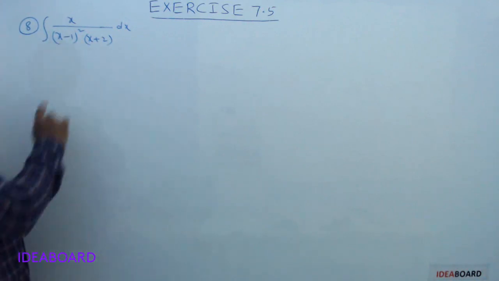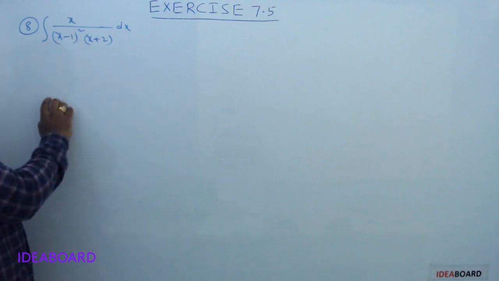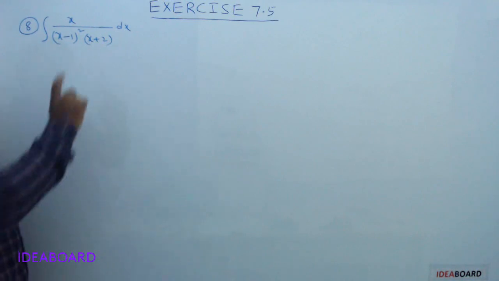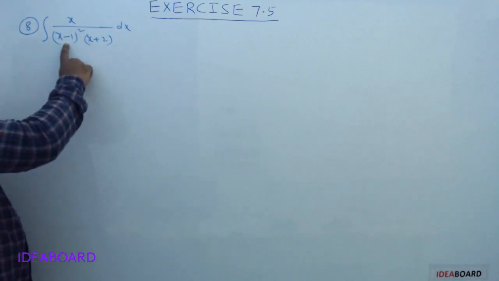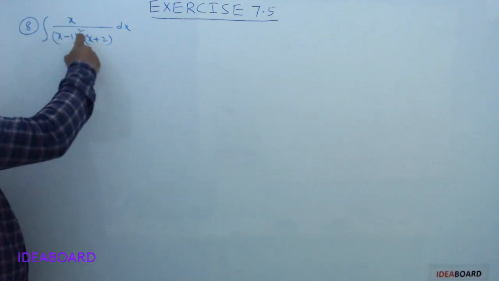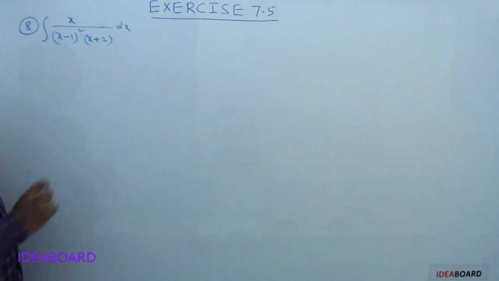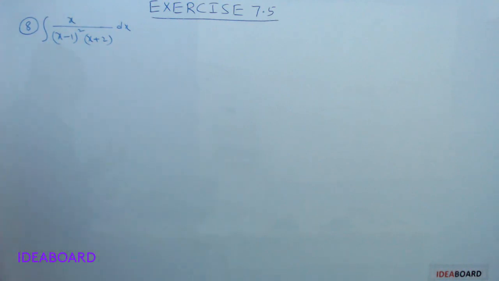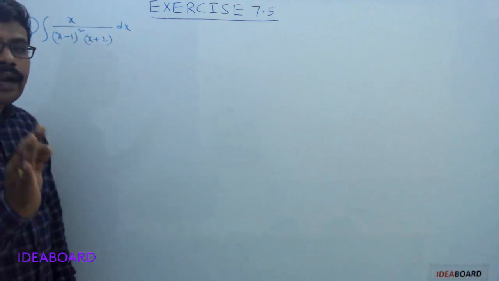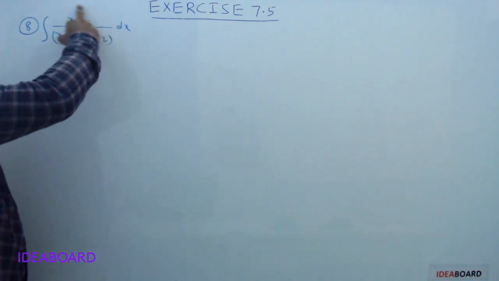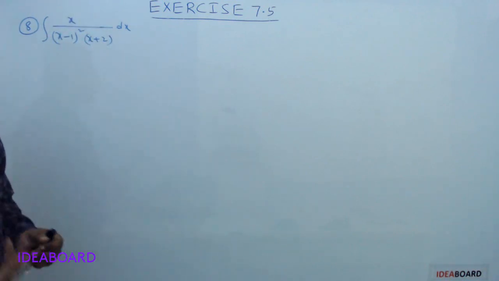Then the denominator contains repeated linear factors and a non-repeated linear factor. Here x minus 1 will be repeated how many times? 2 times. So it is called a repeated linear factor. This is called a non-repeated linear factor. So it means this integrand belongs to type 1 and type 2 partial fractions. Now in this case, how to resolve this integrand into partial fractions?